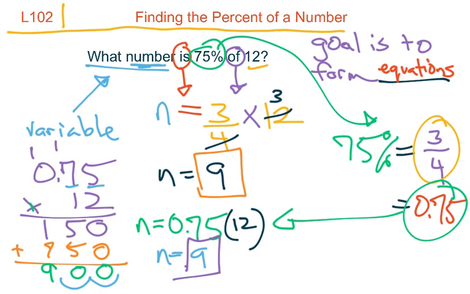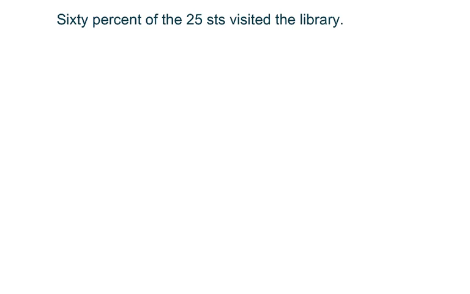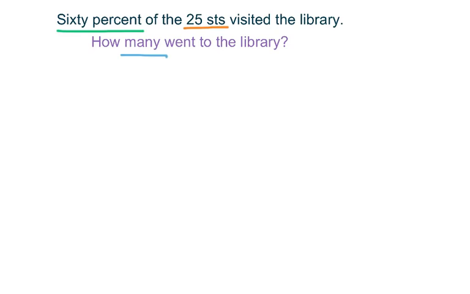All right, let's look on. Write this down. 60% of the 25 students visited the library. What's the question, though? The question is this: how many went to the library? So again, if we're going to go full on algebraic equation, we want to think about, okay, I've got 60%. Should I go fraction? Should I go decimal? I've got 25 students. And then I've got a variable. How many? So I'll go with m. How many went to the library would be m equals, and then the 60%.